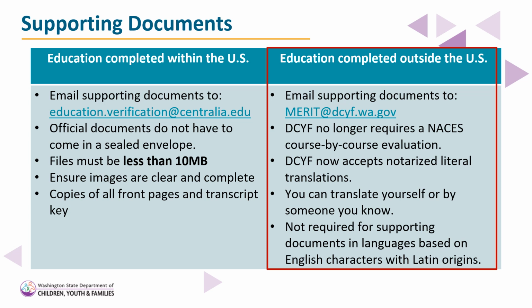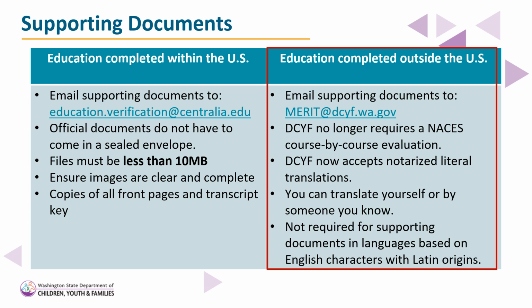For education that was completed outside of the U.S., note that this verification process was updated in 2022 and is now done in-house by our own credentialing specialist. You can email your international supporting documents to merit@dcyf.wa.gov. We will share this email address in the chat. We no longer require course-by-course evaluations. This update has eliminated the high costs associated with this process.